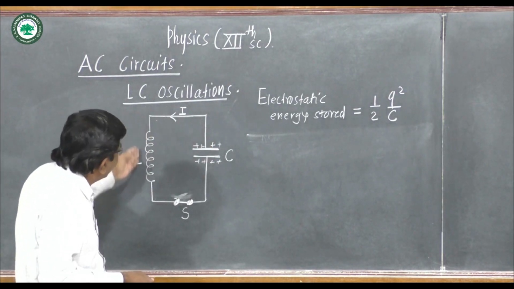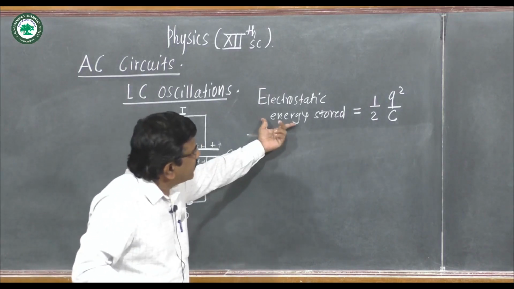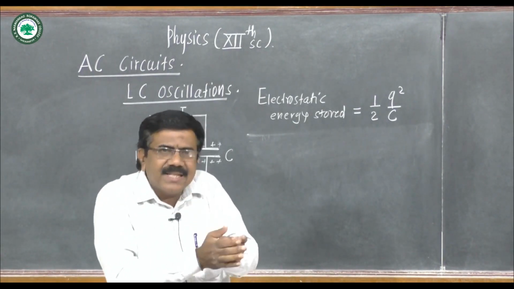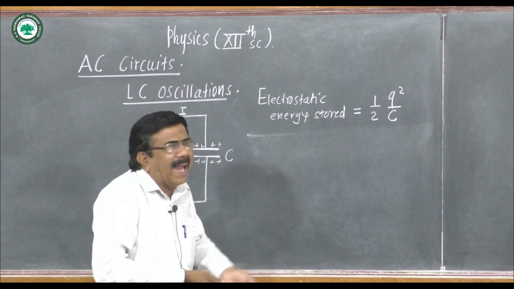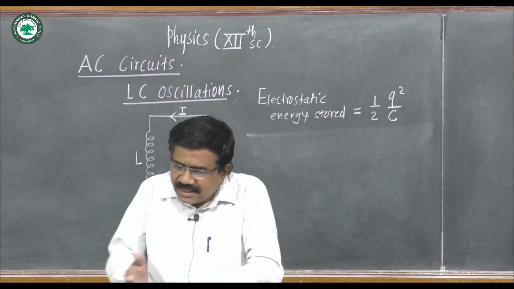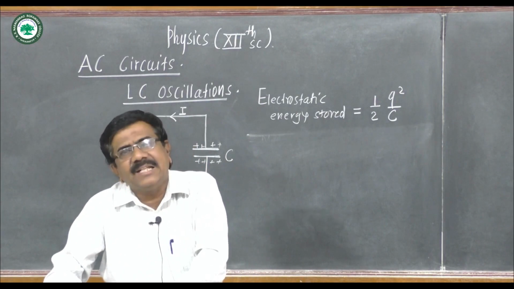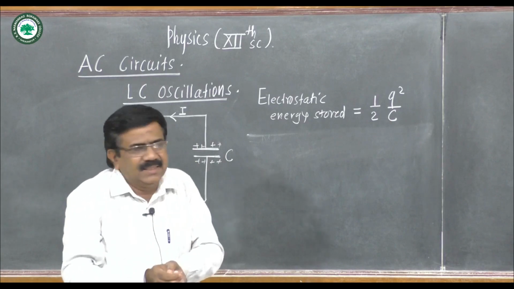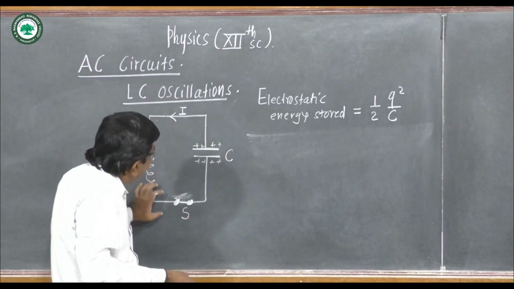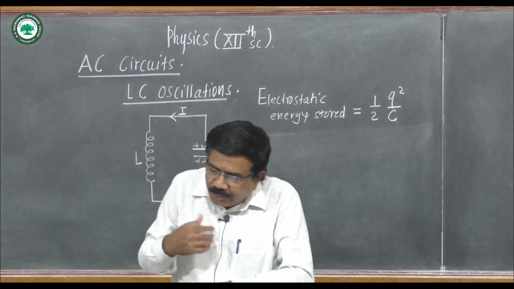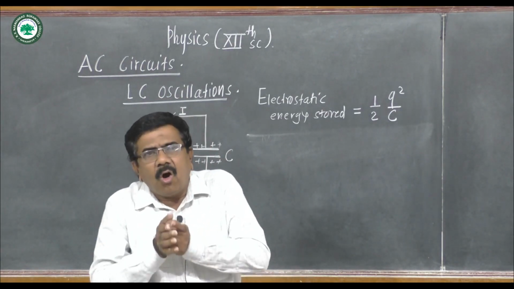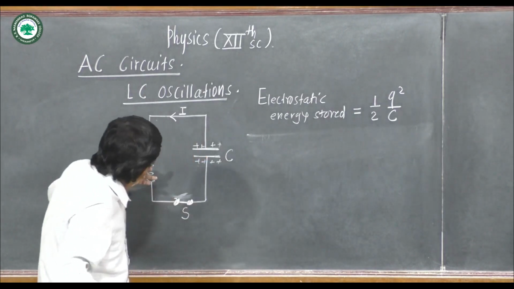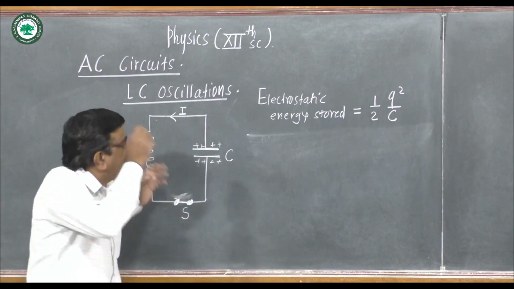As the charge goes on decreasing, the electrostatic energy stored in the capacitor goes on decreasing, and the equivalent amount of energy is stored in the form of magnetic field energy in the inductor. When the discharging of the capacitor is complete, all the charge is transferred to the inductor. The capacitor is fully discharged. All energy stored in the capacitor will be converted into magnetic field energy of the inductor.